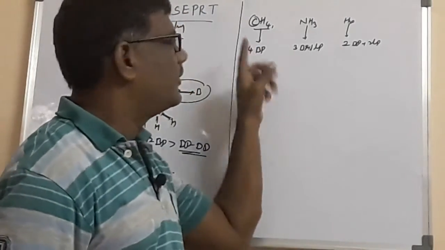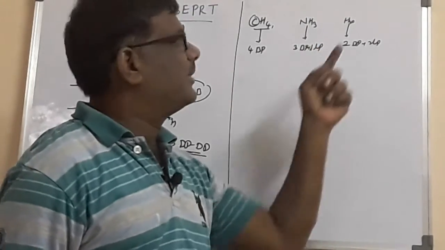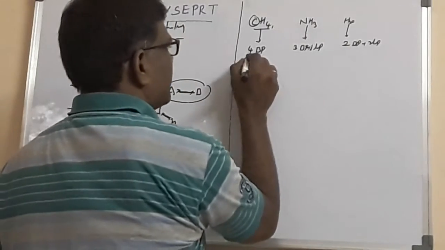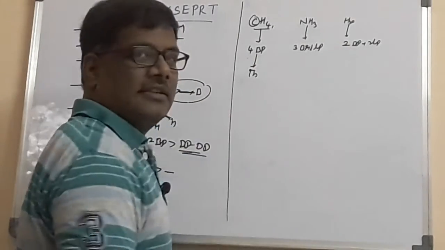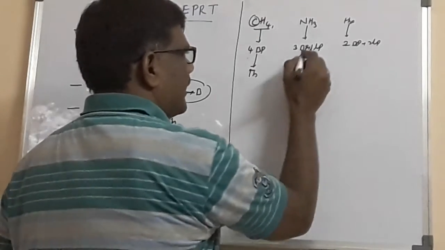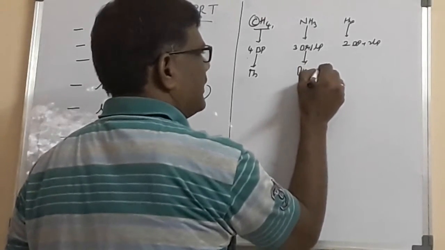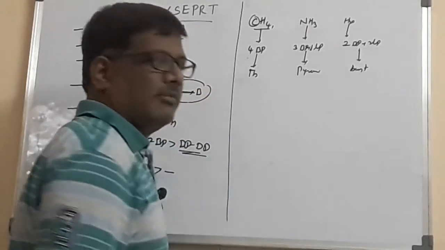In methane, 4 bond pairs. In ammonia, 3 bond pairs, 1 lone pair. In the water molecule, 2 bond pairs and 2 lone pairs. Here, the shape of the molecule is tetrahedral. In ammonia, the shape of the molecule is pyramidal. In water, the shape of the molecule is bent, or angular.